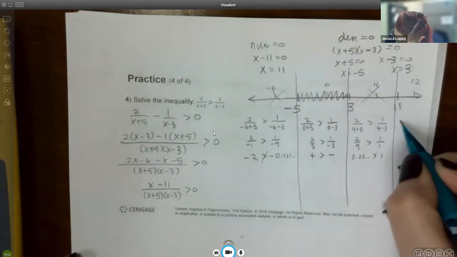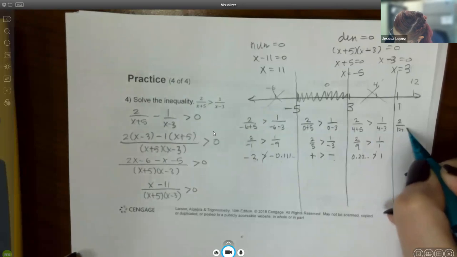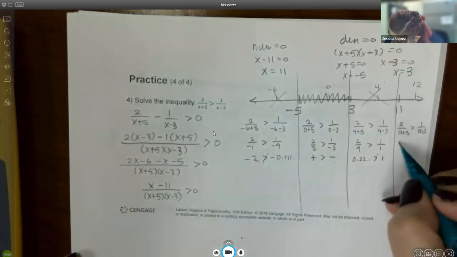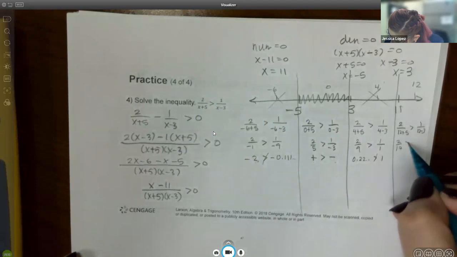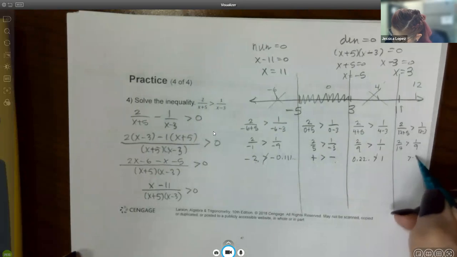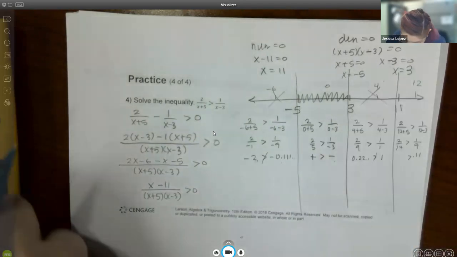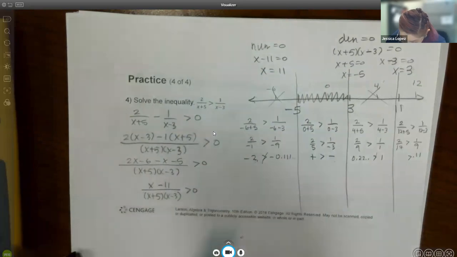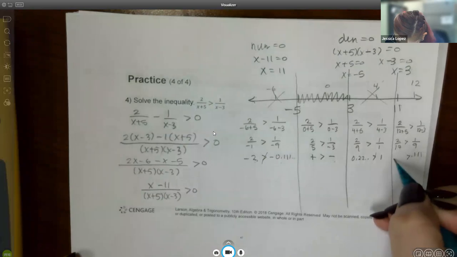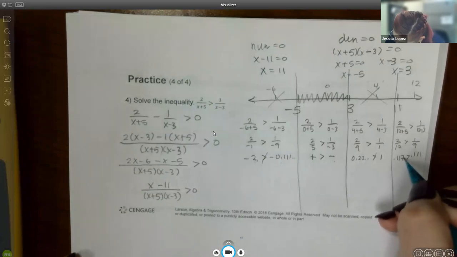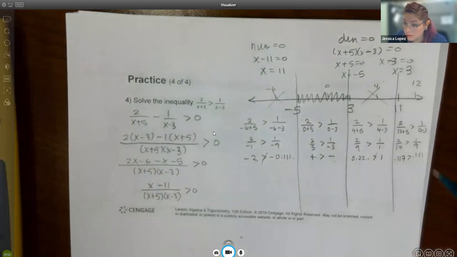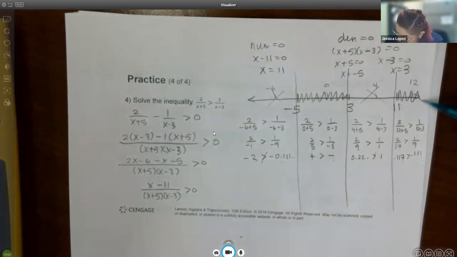Now let's test 12. 2 over 12 plus 5, and then 1 over 12 minus 3. So we get 2 over 17, 1 over 9. We know that this is 0.11. I don't know about 2 over 17. Oh, this is 0.111. This is 0.117. So this is bigger than this one, okay? So this side does check out as well.